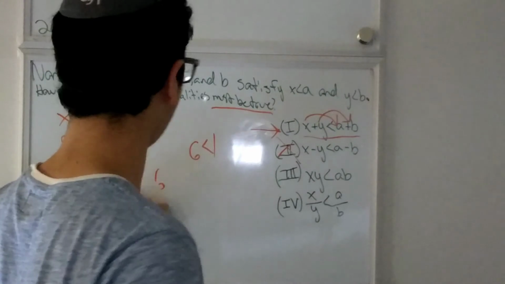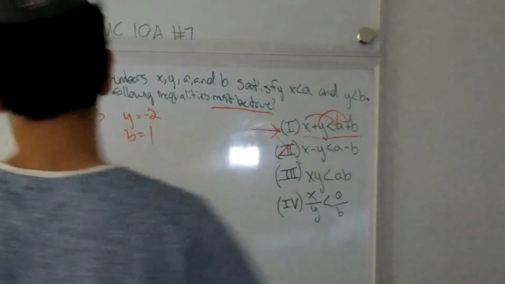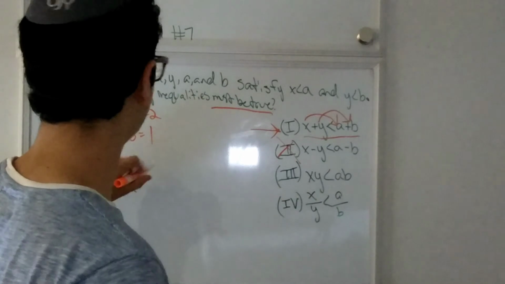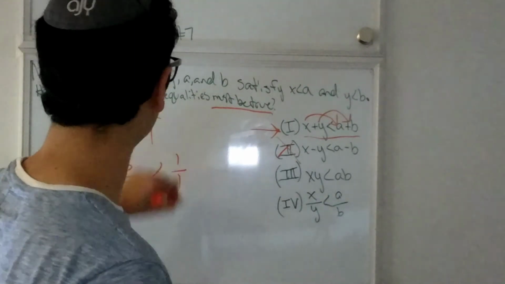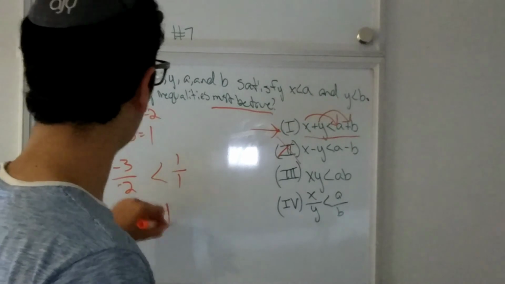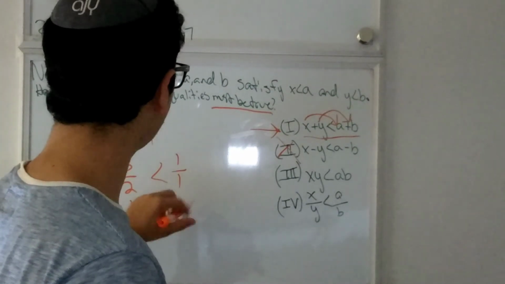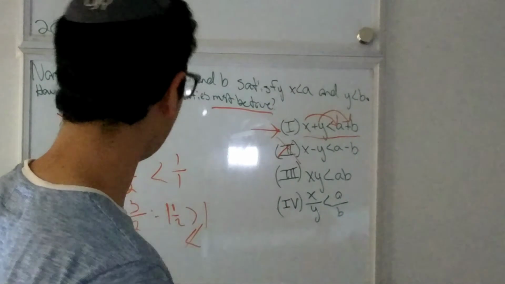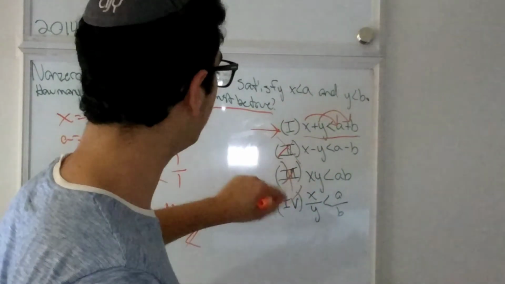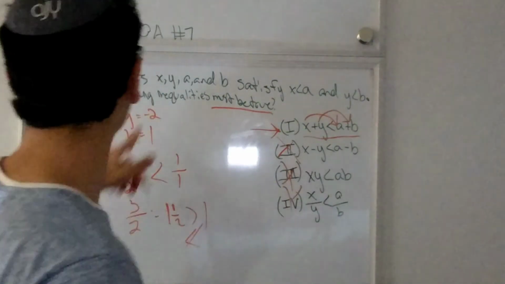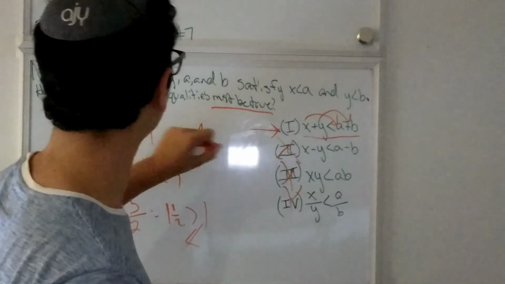Now for the second case, x over y, we would have minus 3 over minus 2. They're saying that that's less than 1 over 1. How dare they? 3 over 2, which is 1.5, is obviously greater than 1, not less than 1. That is not true, which means that both 3 and 4 are incorrect, meaning that the only correct answer is 1. So how many of the following inequalities must be true?